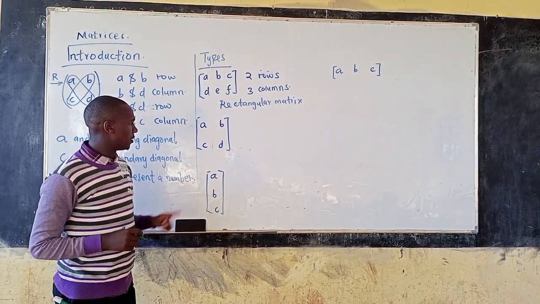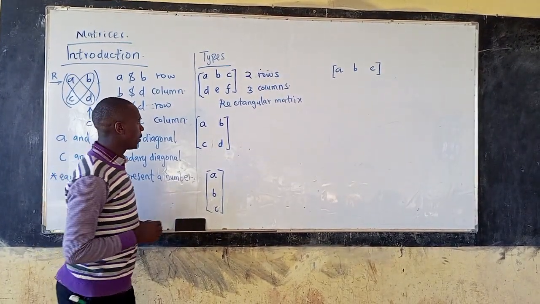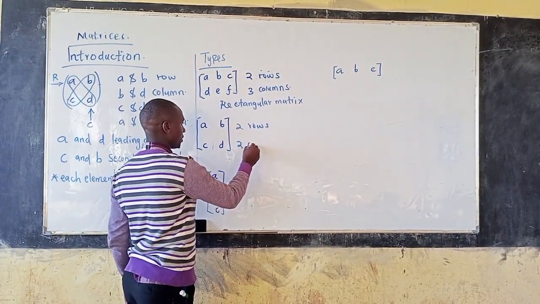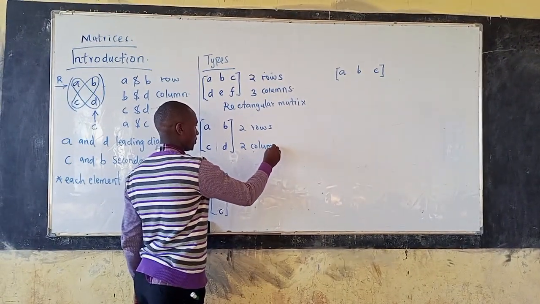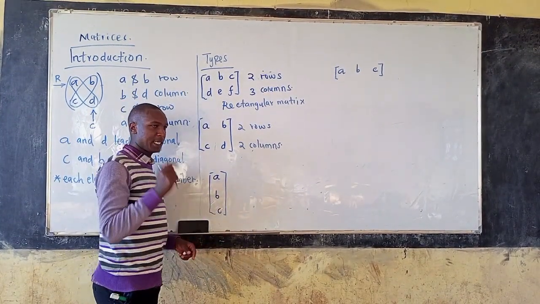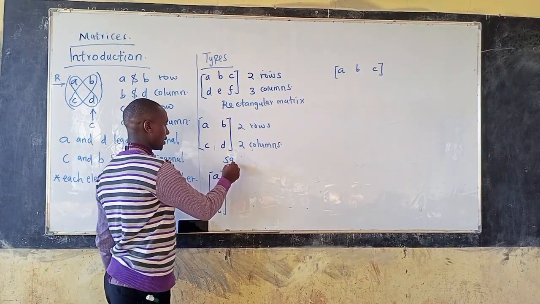In the next matrix, we notice that we have two rows and two columns, and of course you can see it forms something like a square. We call it a square matrix.